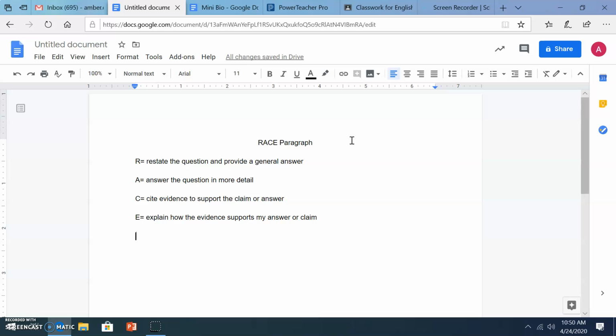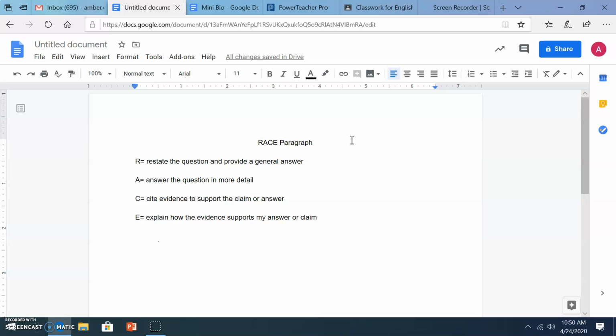Alright, so I'm going to write an example RACE paragraph for you guys that is based off of your prompt for this week. So you're looking for a piece of imagery or a piece of symbolism from this week's readings. So I'm going to do an example with a piece of imagery from last week's readings. Okay, so you can't copy this when you do your own RACE paragraph because it's not over the right chapters. I'm going to start by indenting my paragraph and then restating the question and providing a general answer.